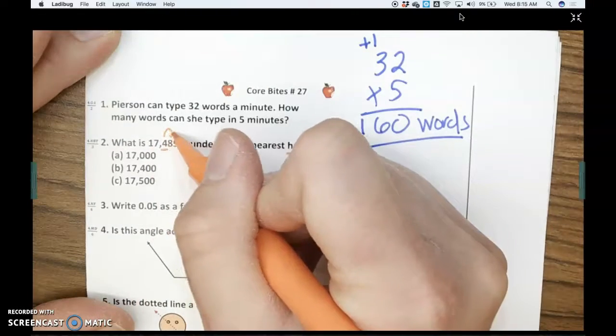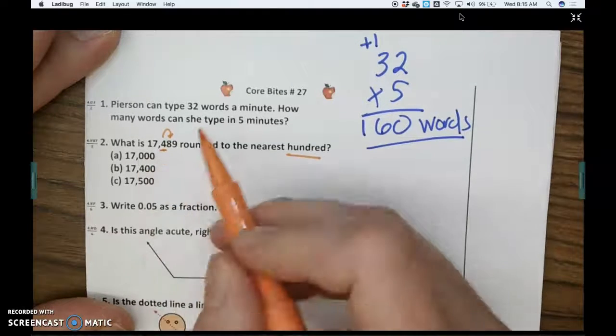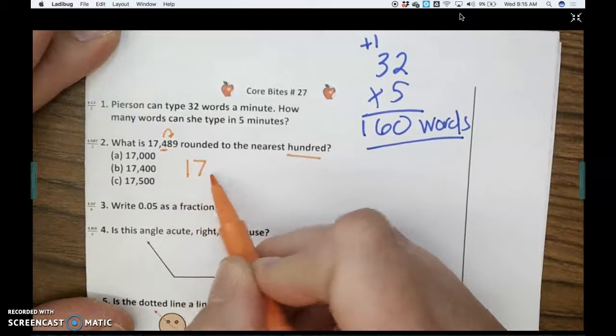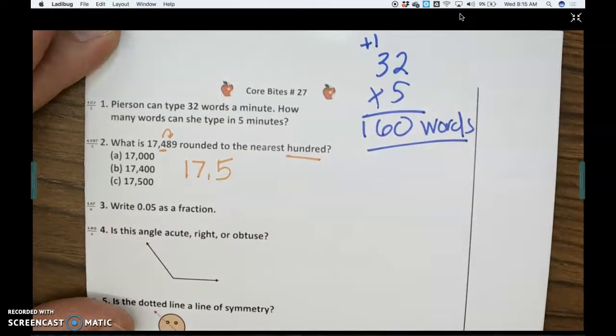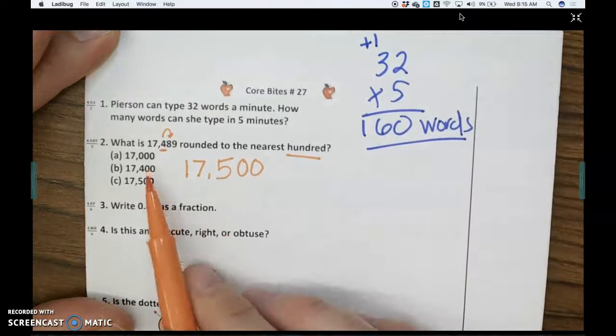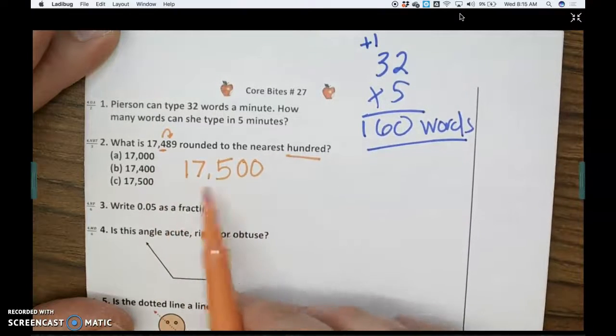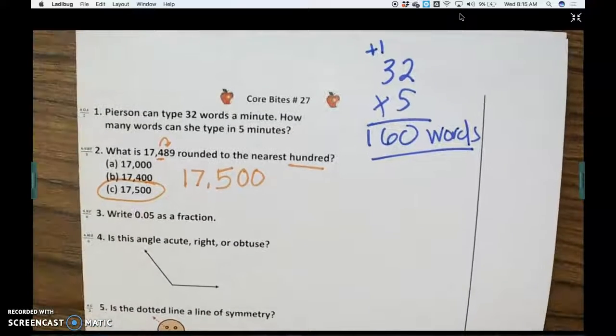So the 4 is going to talk to the 8. The 8 is going to tell the 4, you got to add 1. You got to move on up. So everything in front of it is going to stay the same. The 4 is going to become a 5. And then everything after it, 0 is their name. So everything else is going to become a 0. So if you look at your numbers here, the only one that matches this rounded number is C, 17,500.